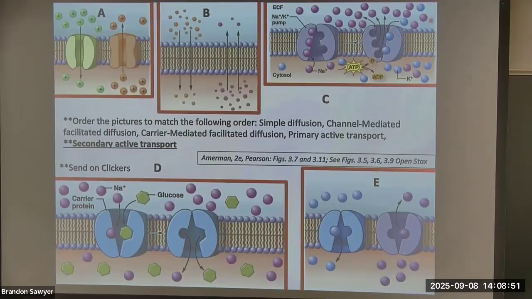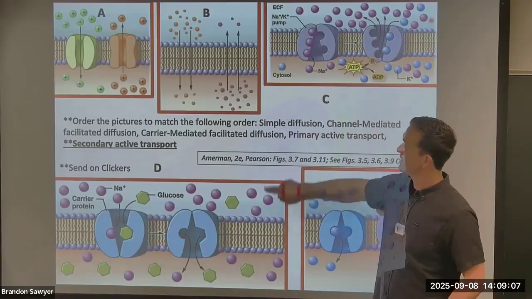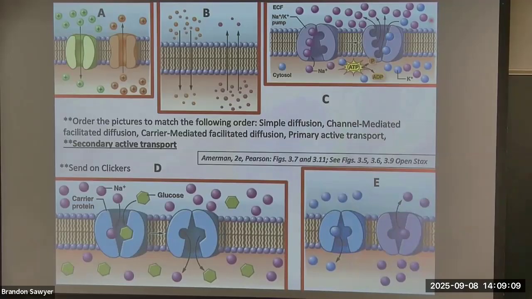So you guys are pretty well split between C and D. About 40% of you are saying C, and then about 55% saying D. So just within your team, talk about the difference between these two, what makes them different, and change your answer if you need to.